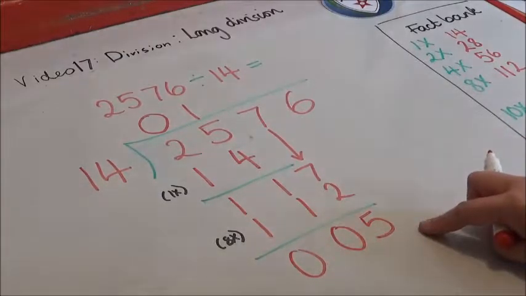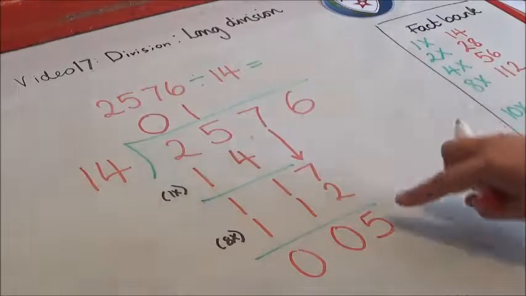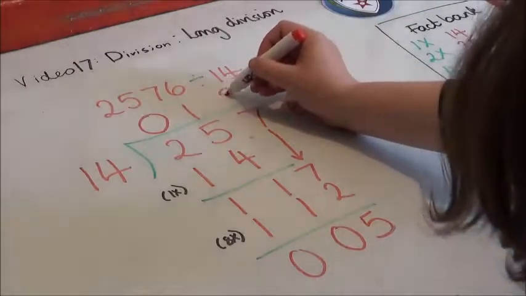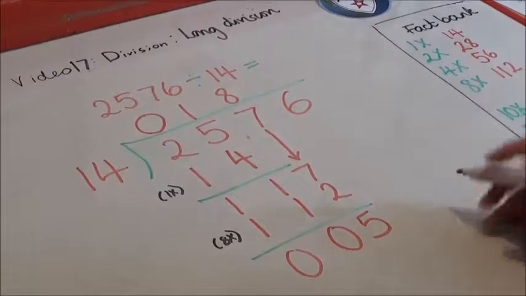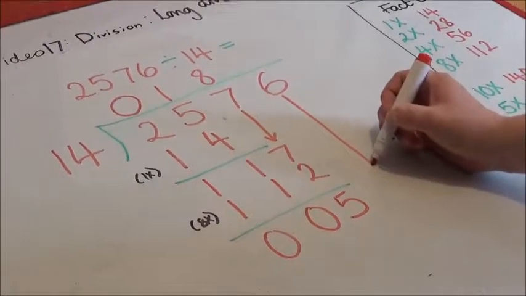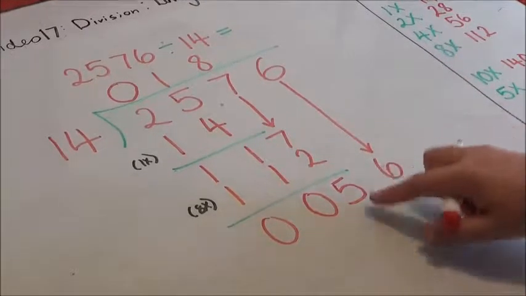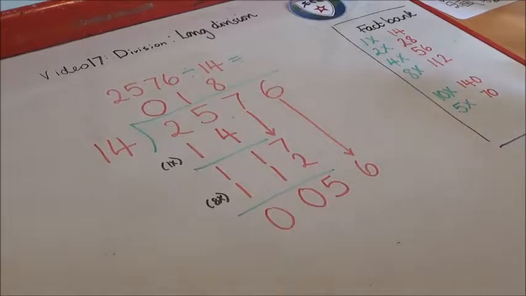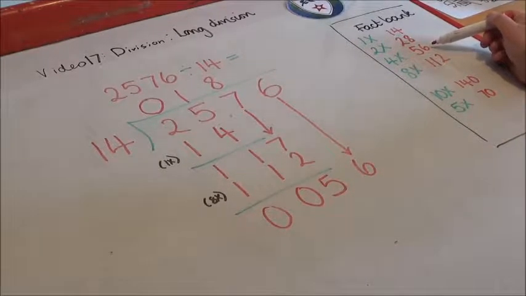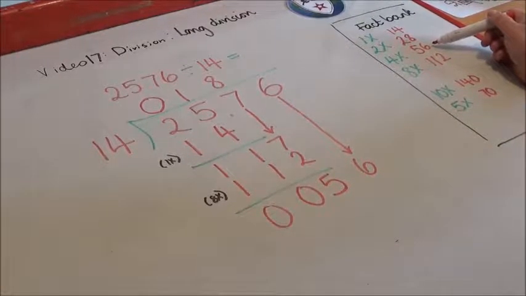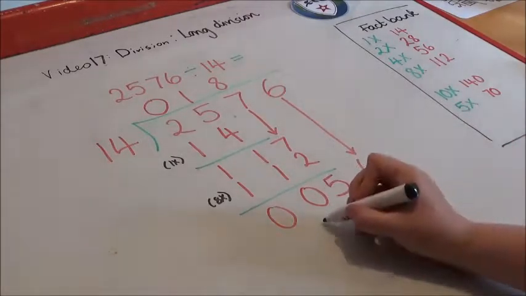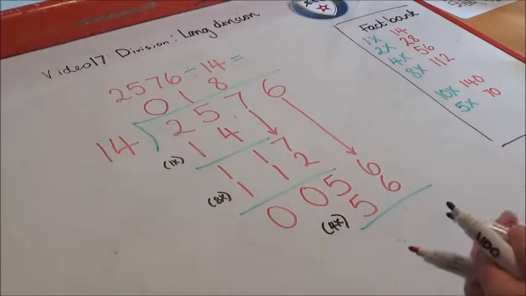I have 5 left. Can I make any groups of 14 from the number 5? I can't, no. So that was 8 that I used all in all. I'm going to put that up here. Lastly, I'm going to bring my last number down from its place value position to give me the number 56. I'm going to go back over to my fact bank. And look, amazingly, we found that 56 is 4 times. So I'm going to put 56 here just to show that we've got nothing left. That was 4 times, 4 groups of 14.